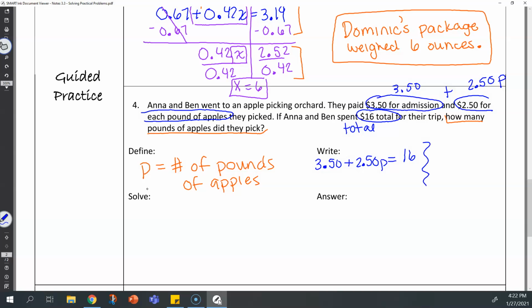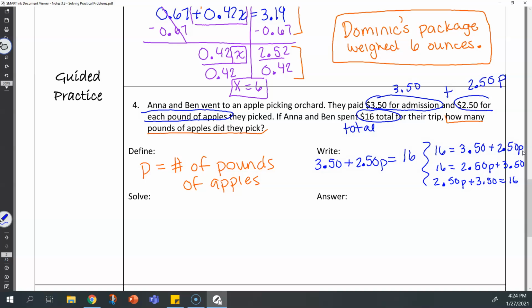Now, like I said, yours may not look exactly like this. You may have one of the following options. If you had any of these options, 16 equals 3.50 plus 2.50p, or 16 equals 2.50p plus 3.50, or 2.50p plus 3.50 equals 16. Important things are that 16 is all by itself, and my 2.50 is what's connected to p. As long as you have one of these, you've written the correct equation.